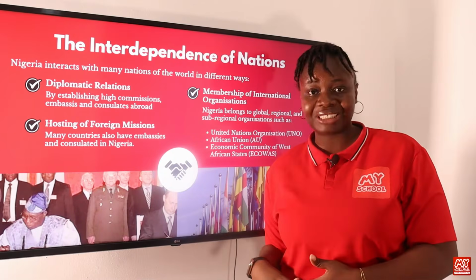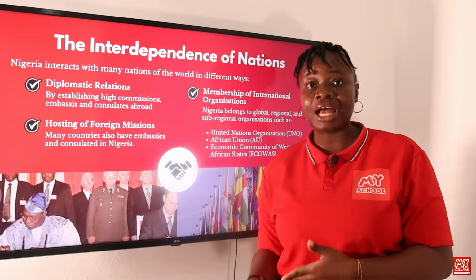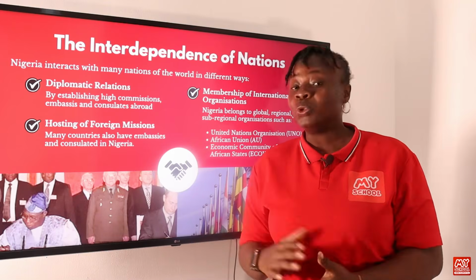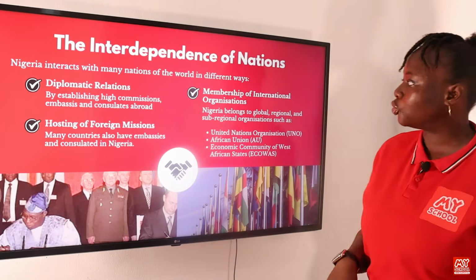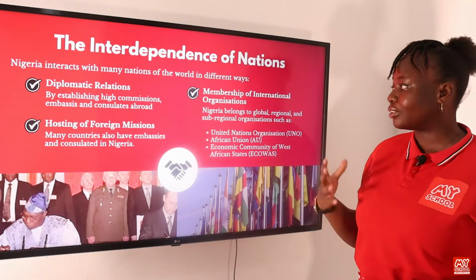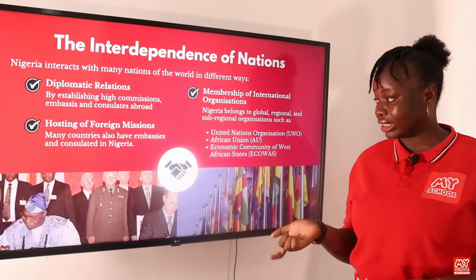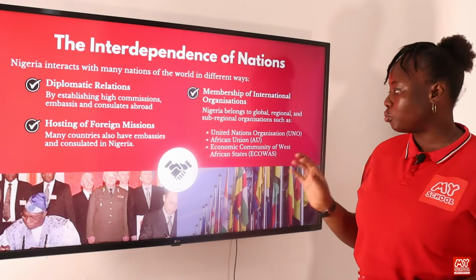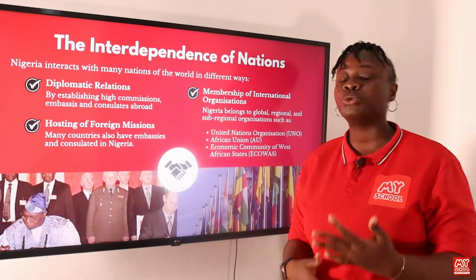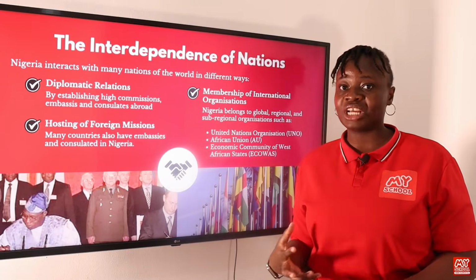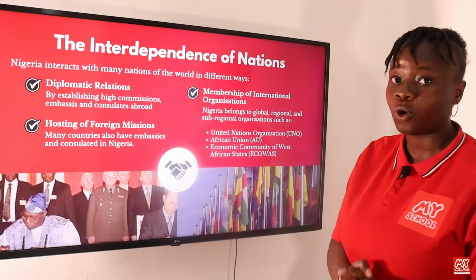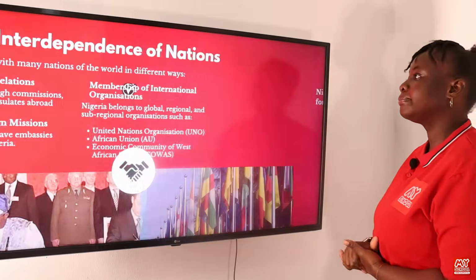Then Nigeria also hosts other foreign missions. Many countries also have embassies and consulates here in Nigeria. And so when it comes to Nigeria, they seek out mutually beneficial relationships with the Nigerian government and various institutions within the country. Nigeria is also a member of several international organizations. Nigeria belongs to global, regional, and sub-regional organizations such as the United Nations Organization, the African Union, the Economic Community of West African States, and so on. So we belong to so many different international organizations, and we help to contribute to the conversation there so that our national interests are continuously protected whenever there is an issue that is up for debate in the international community. Let's move on to the next slide.